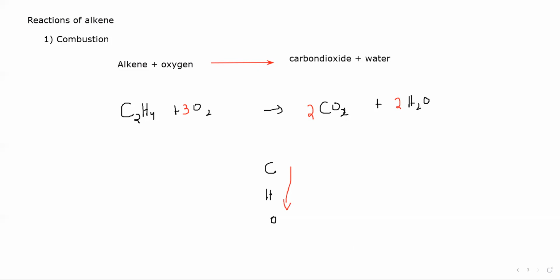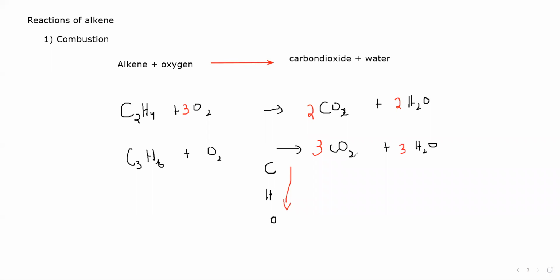Same way, if we have another alkene, for example C3H6, which is propene, and it is burned, complete combustion of propene results in the formation of carbon dioxide and water. So I will start balancing with carbon. I have 3 carbon, so to balance the carbon, I will put 3. I have 6 hydrogen, so to balance hydrogen, I put 3 as well.